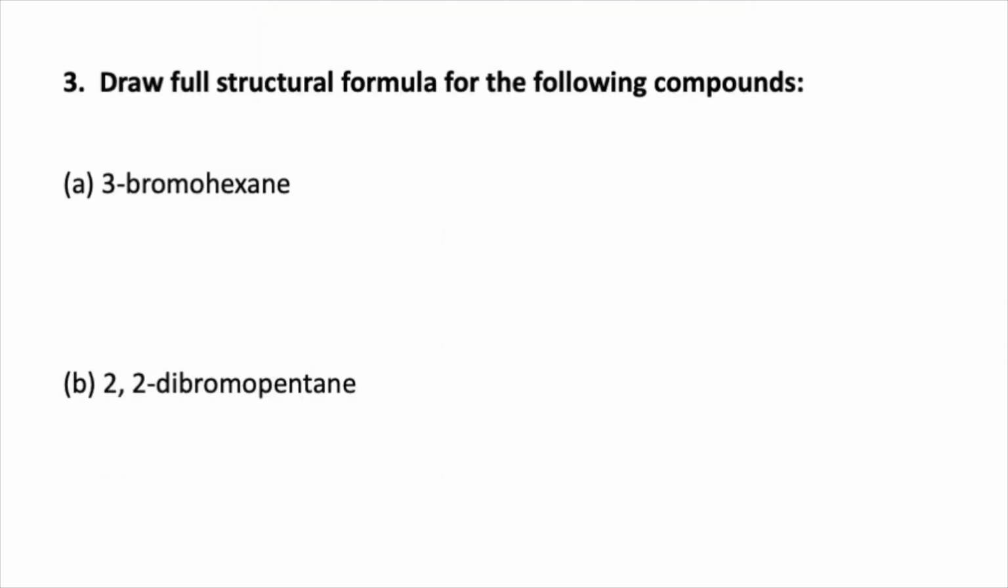So for question 3, we want you to draw the full structural formula for the following compounds. The 2 compounds here are 3-bromohexane and 2,2-dibromopentane. So pause the video and have a go at drawing the structural formula for these compounds. And then we'll have a go at questions C and D, where we have 2 more compounds for you to have a go at drawing their structural formula.